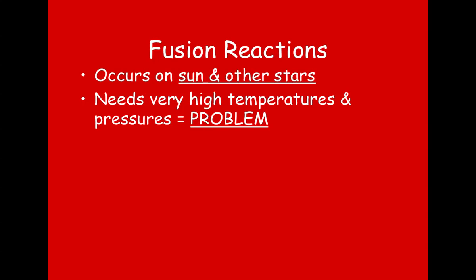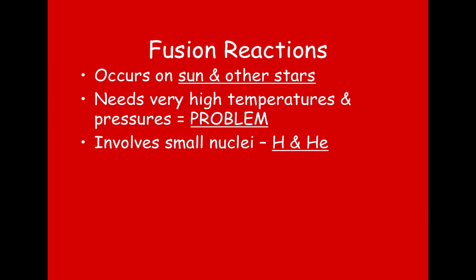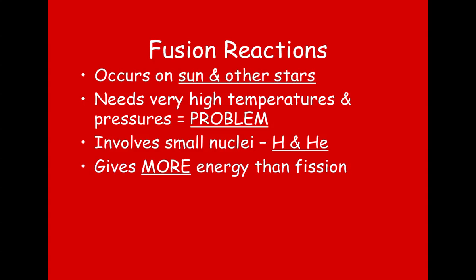So if you think about the sun, it's very high temperature, it's very hot, and this is actually a problem because generating the same environment to allow fusion to happen is not that easy to do here on Earth. And until we can conquer this problem, using and creating fusion here on Earth is not something that is easy to do. Fusion involves small nuclei, so we're talking about tiny atoms rather than large atoms, hydrogen and helium.